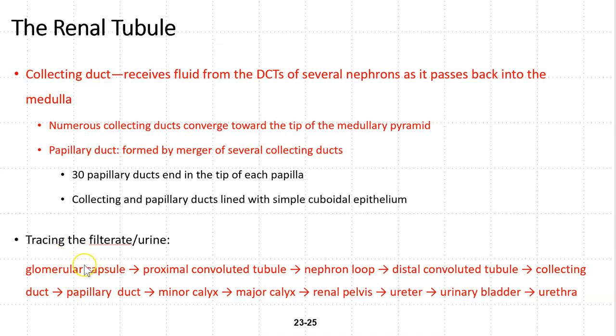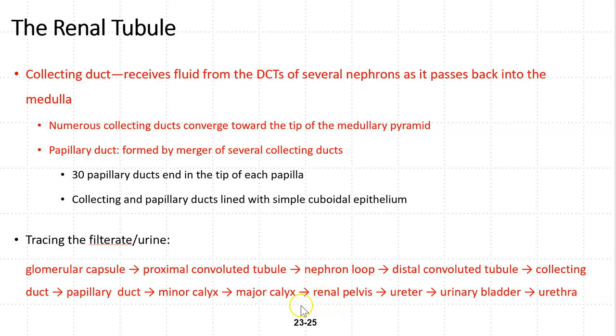glomerular capsule. It gets passed on to the proximal convoluted tubule, and then it goes to the nephron loop where sodium ions and water are reabsorbed, and then it's passed on to the distal convoluted tubule. From the distal convoluted tubule, the filtrate moves to the collecting duct into a little region known as the papillary duct. From the papillary duct, it's passed on to the minor and major calyces that merge into the renal pelvis.